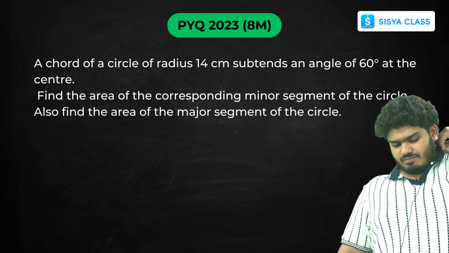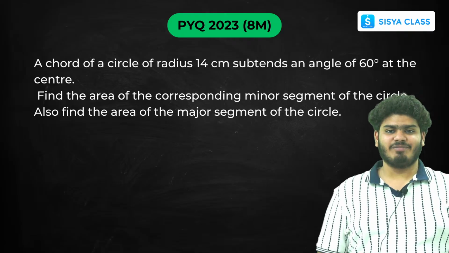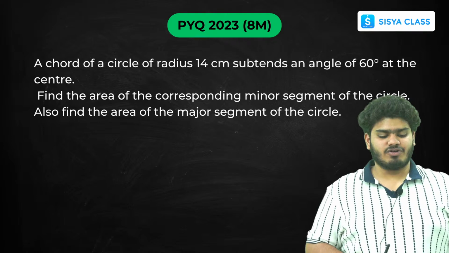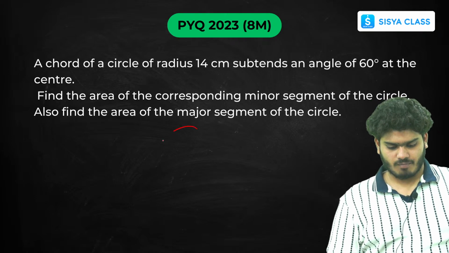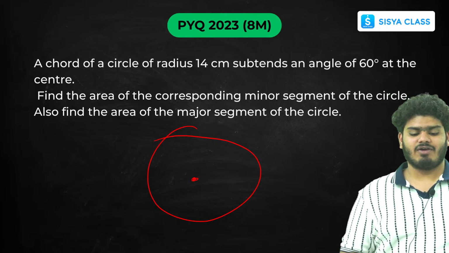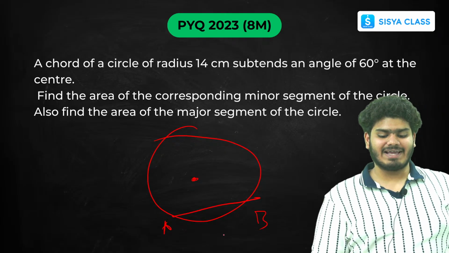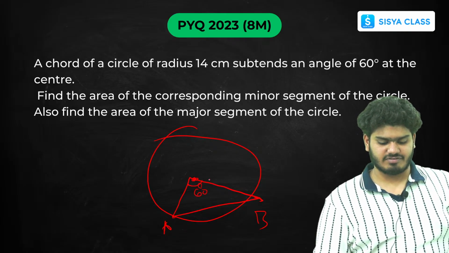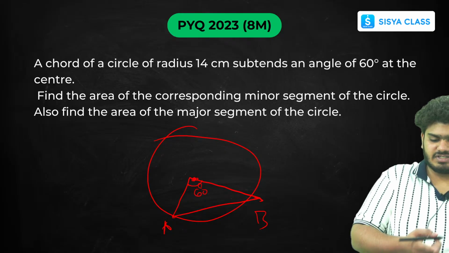See, it's very easy. A chord of a circle of radius 14 centimeters subtends an angle of 60 degrees at the center. Here, a circle has a radius of 14 centimeters. Suppose we take the chord AB, which subtends an angle of 60 degrees at the center, right? So I hope everyone is clear about that.